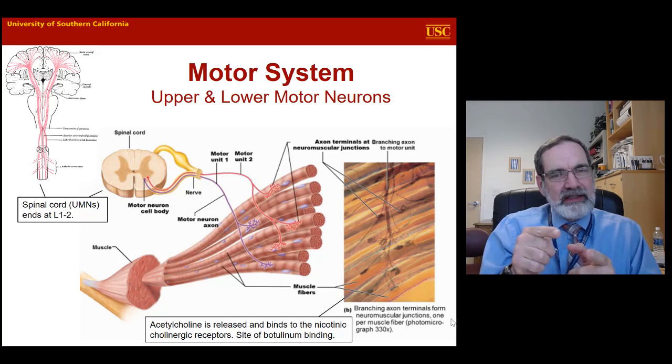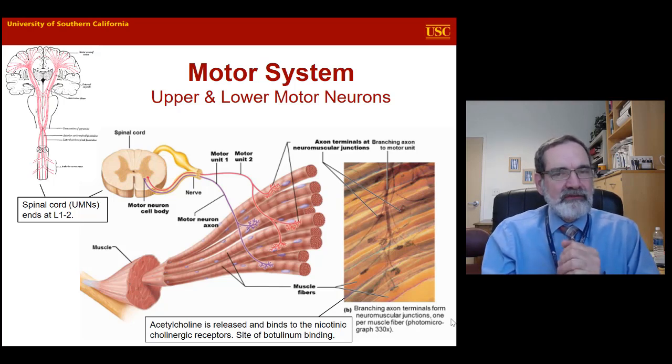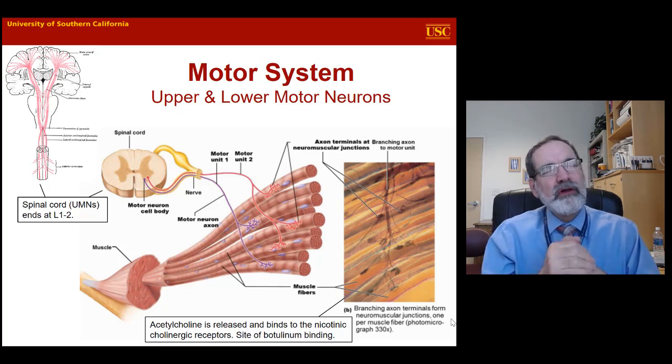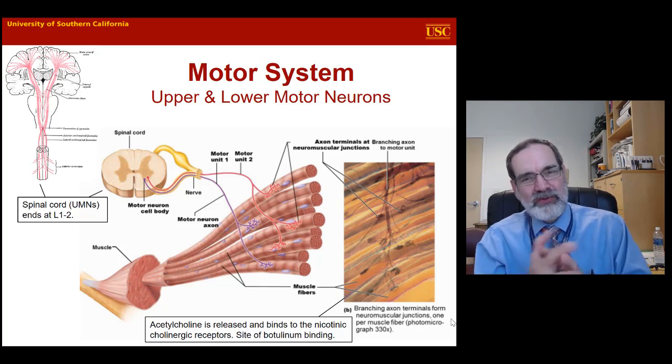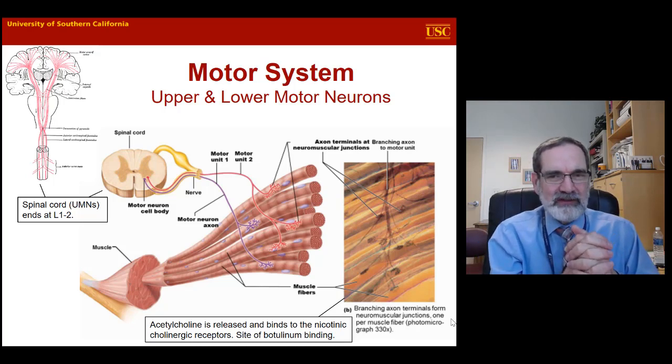So from the brain down to that synapse in the ventral horn of the spinal cord, those neurons are what we call upper motor neurons. The synapse connects to a lower motor neuron, and those are the nerve fibers that leave the spinal cord in the ventral root and head out to the muscles.